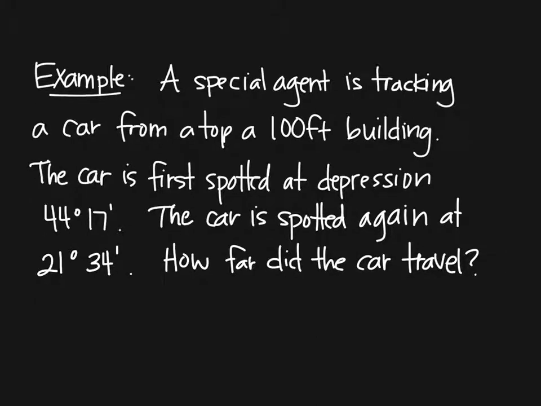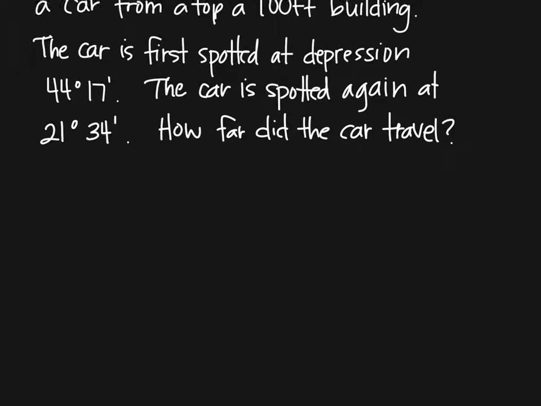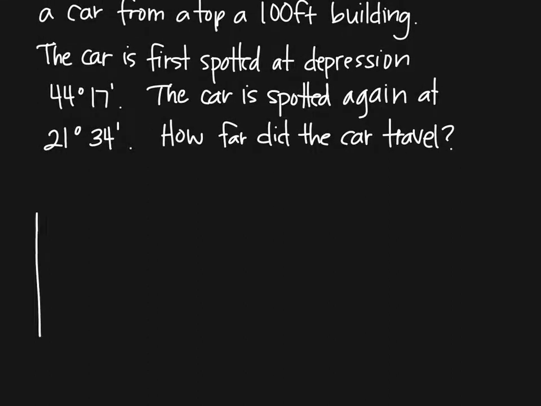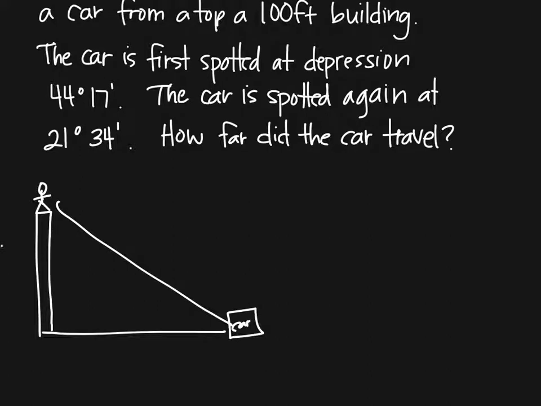So in my mind, I picture my special agent in the 100-foot building. So here's my 100-foot building, and my special agent is up there, and he spots the car down below. I'm not going to try and draw a car. We'll just say the car is here. So there's our car, and here's our guy up here keeping track of it. So he spots that. We know the building is 100. We don't know how far away the car is, so that's x.